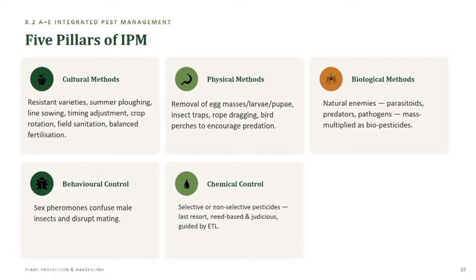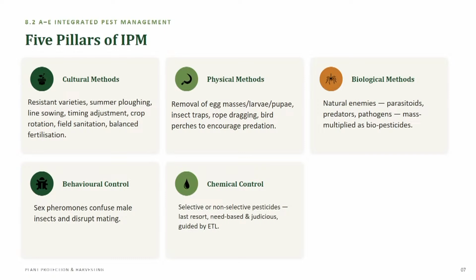In case of parasitoids, they are organisms which lay their eggs on the host body, and they grow on the host body, and ultimately the host dies. While in case of predators, they directly prey upon the insect pests and feed on them.